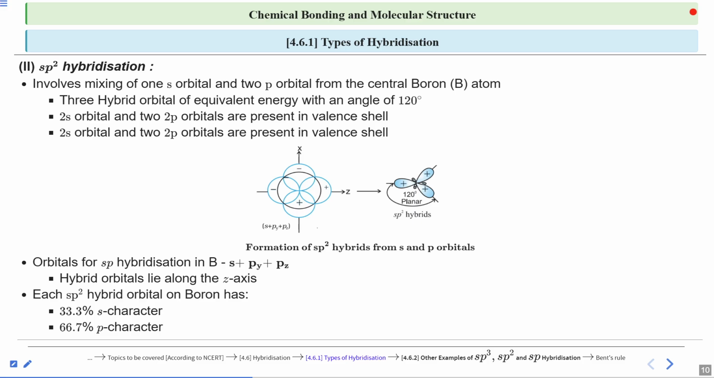That means 100 by 3. So for each s orbital and each p orbital, we will get 33.33%. As there is only one s orbital, the s character will be 33.3. Whereas there are 2 p orbitals involved, py and pz, so each one will get 33.3 and 33.3. We can add them and get 66.666, or 66.7 approximately. So it's very simple to calculate. It is simply the distribution of percentage along all the orbitals that are participating in the hybridization and nothing else.